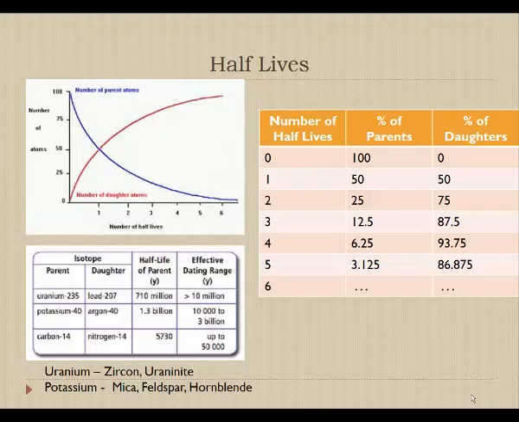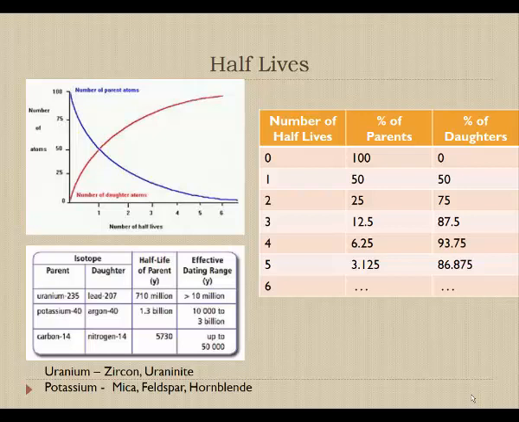After one more half-life has elapsed, we would divide 50%, the number that's in parents, by 2. So 50 divided by 2, half of 50, is 25. So there's 25% parents left, and then we would add all those to the daughters. So 50 plus 25 is 75.